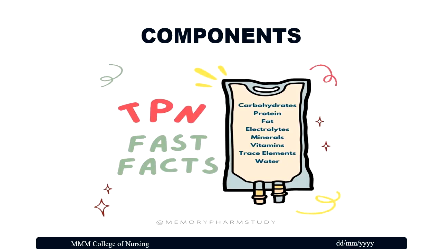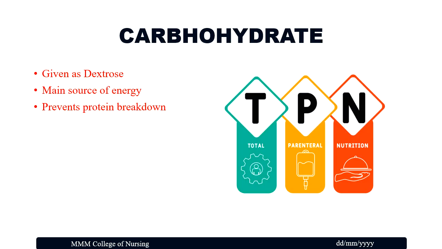Components of TPN. So what are the components? The components are carbohydrates, protein, fat, electrolytes, minerals, vitamins, and trace elements, also water. So these are the major components of the total parenteral nutrition.